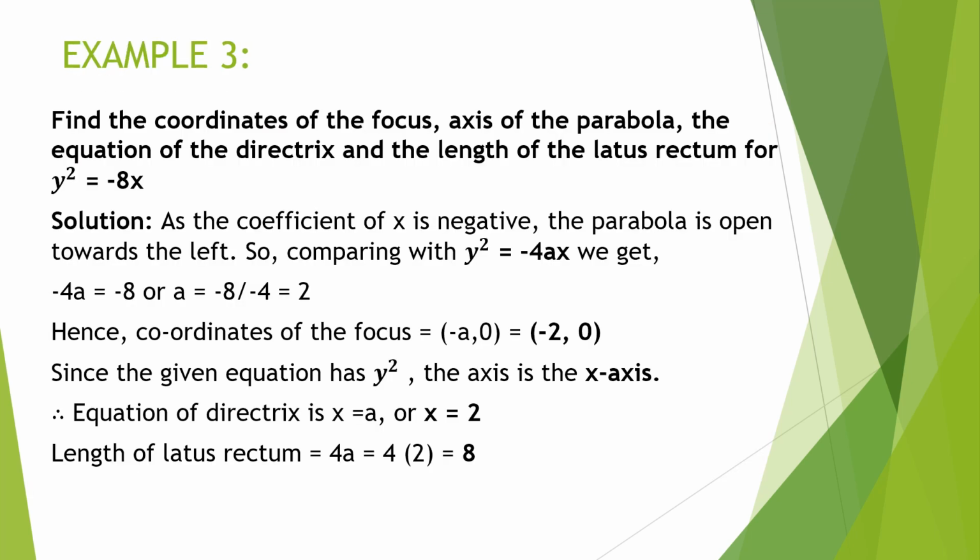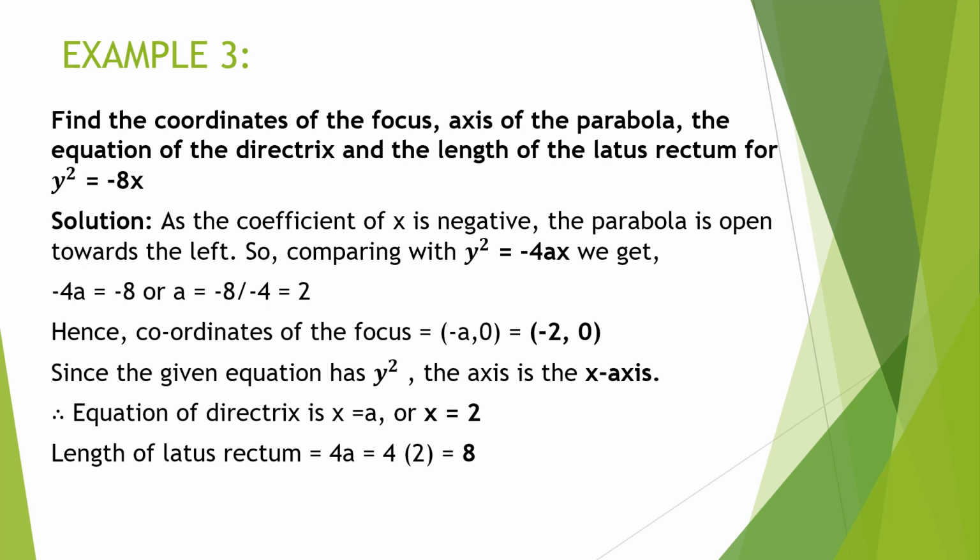Example 3. Find the coordinates of the focus, the axis of the parabola, the equation of the directrix and the length of the latus rectum for the parabola y square is equal to minus 8x. When we compare it with our standard form of parabola, which is y square is equal to minus 4ax, we get that minus 4a is minus 8, or a is 2. Remember, a will always be positive. And as the coefficient of x is negative, the parabola opens towards the left.